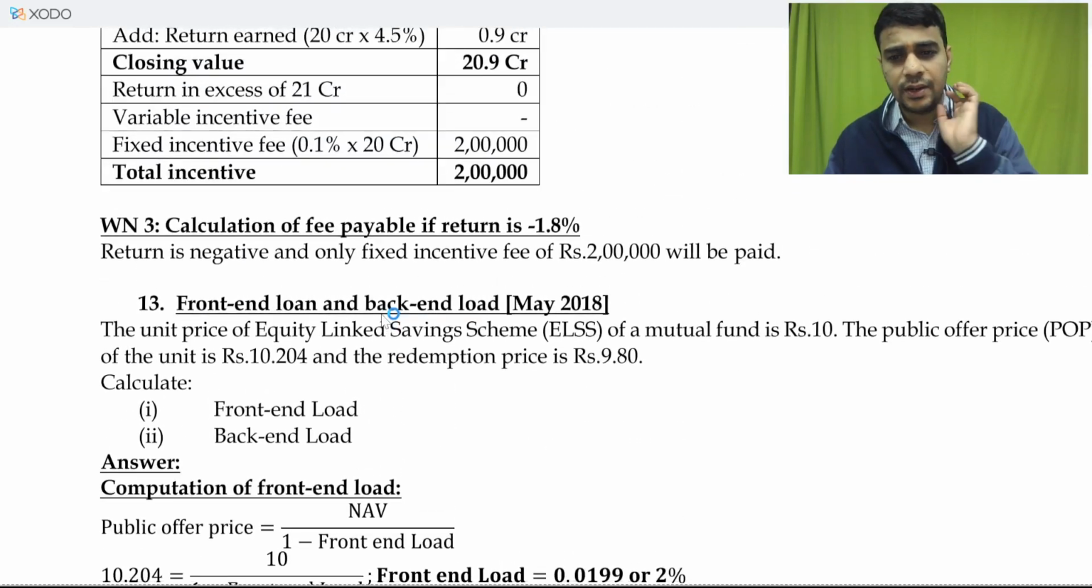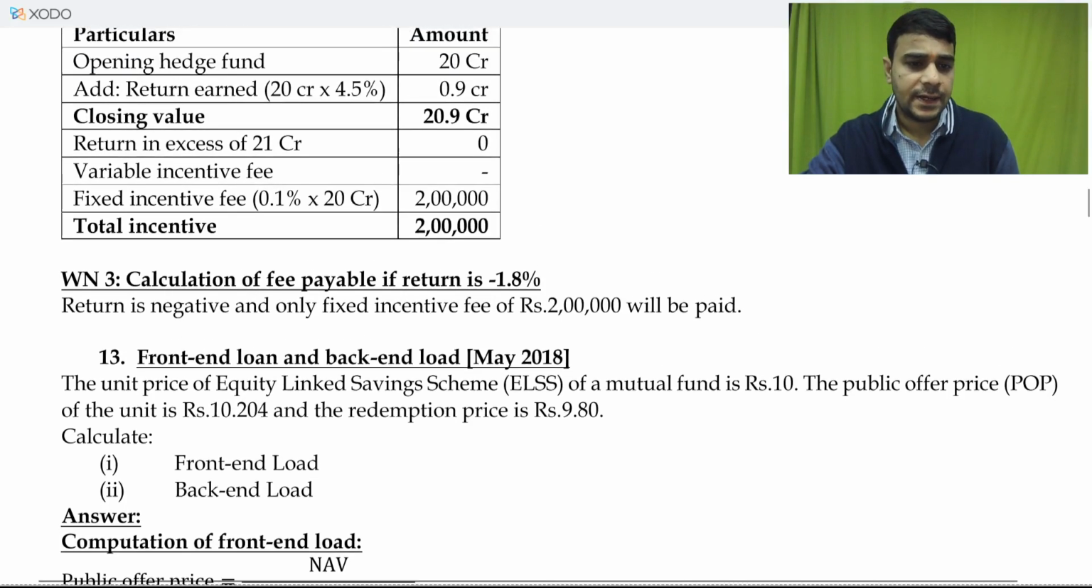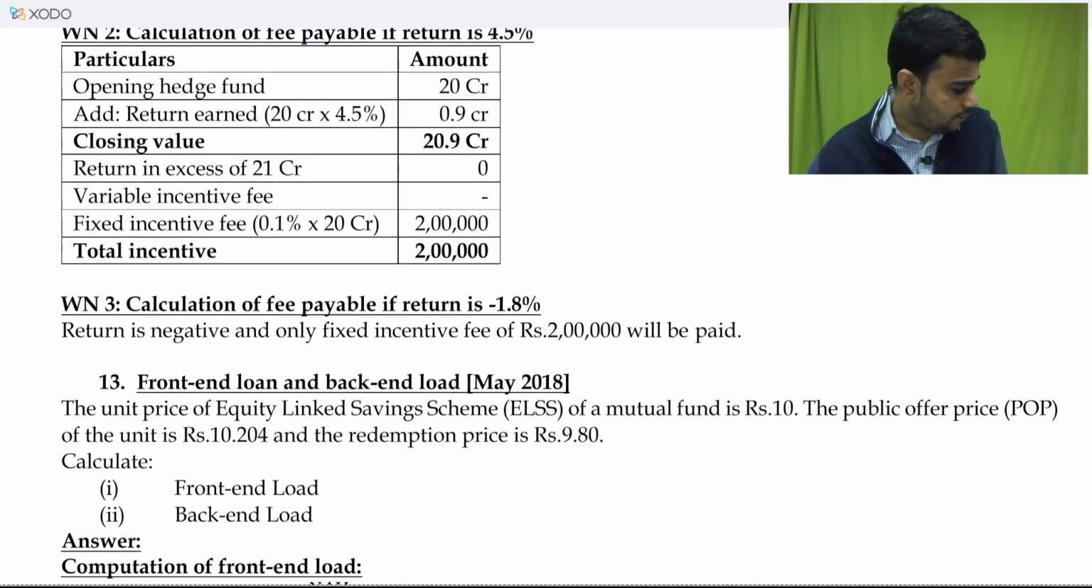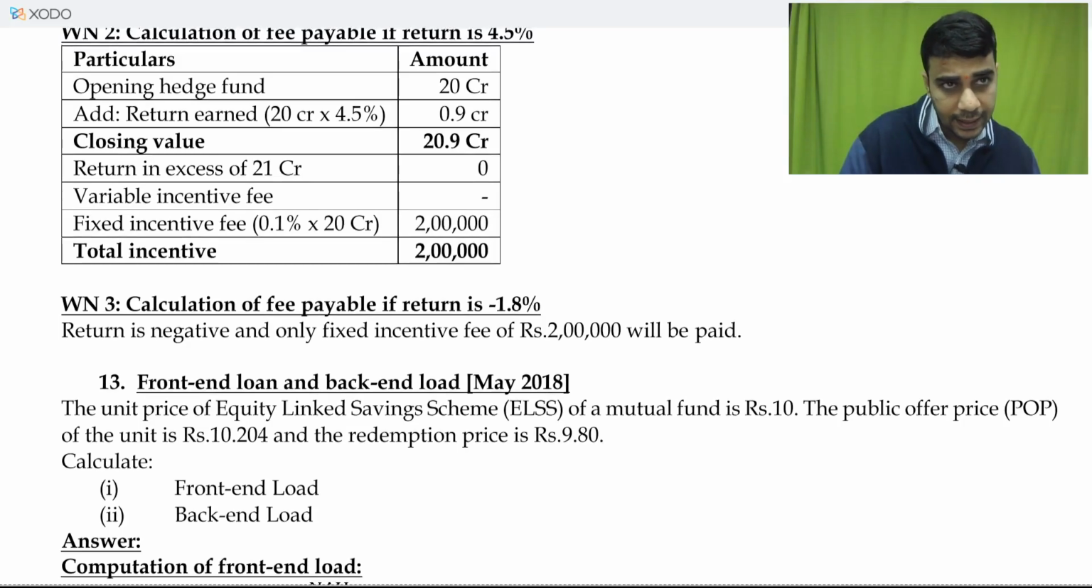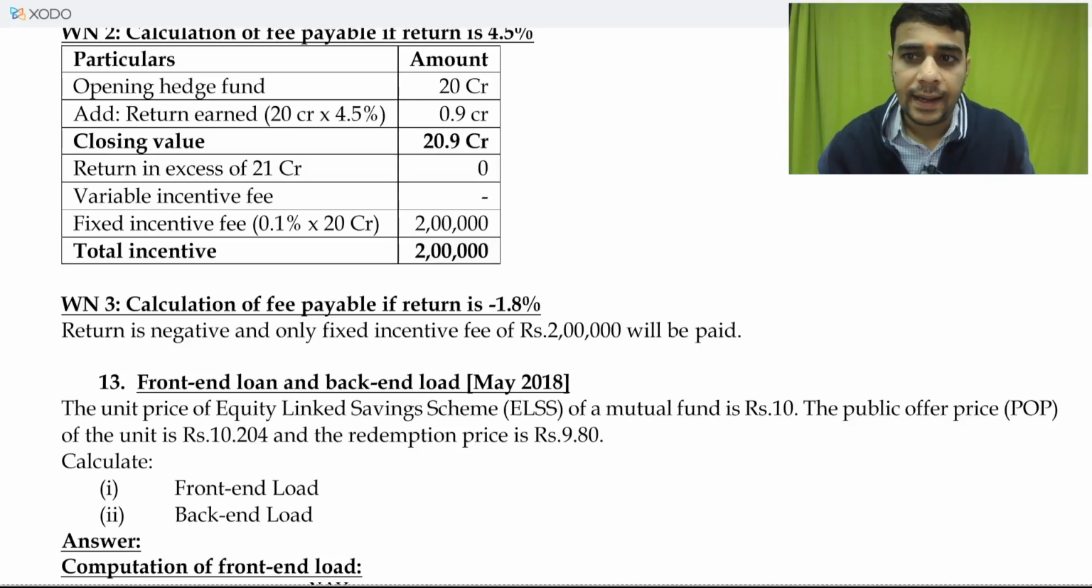Let's come to 13. It's a very simple question. The unit price of an equity linked savings scheme of a mutual fund is rupees 10. The public offer price is 10.204. The redemption price is 9.8. Calculate front end load and back end load.